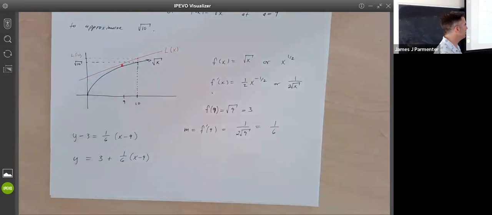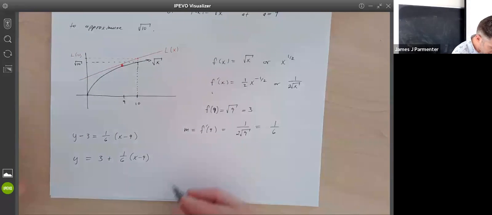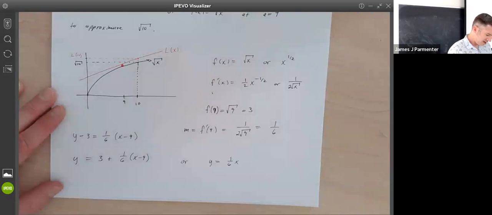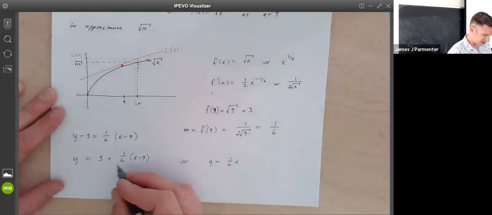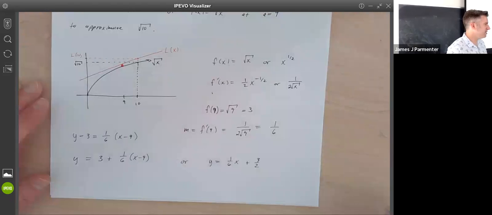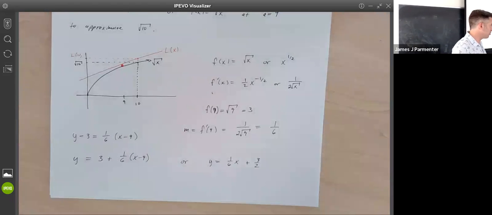Usually I'm of the opinion you don't want to simplify this any further. I definitely saw Dr. Liddell simplify his linearization in class. That's also fine. But multiplying this 1/6 through and combining these is not really going to help me in a reasonable way. You could totally write this out as y equal to 1/6 x minus 9/6 plus 3, which is plus 3/2. That doesn't really tell me anything more than I already knew. And it definitely doesn't help me plug in 10.